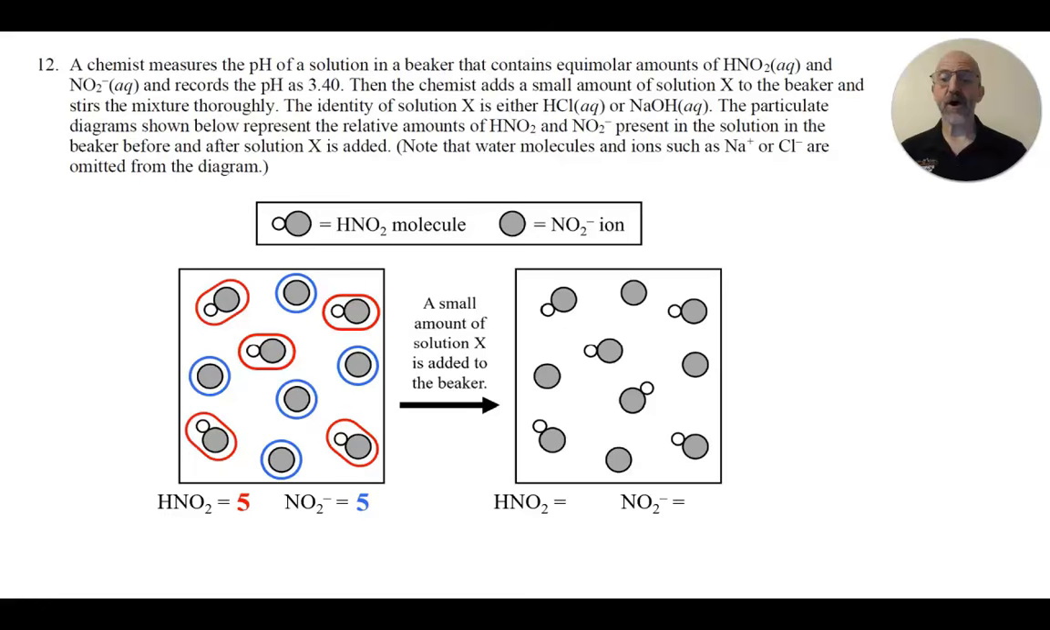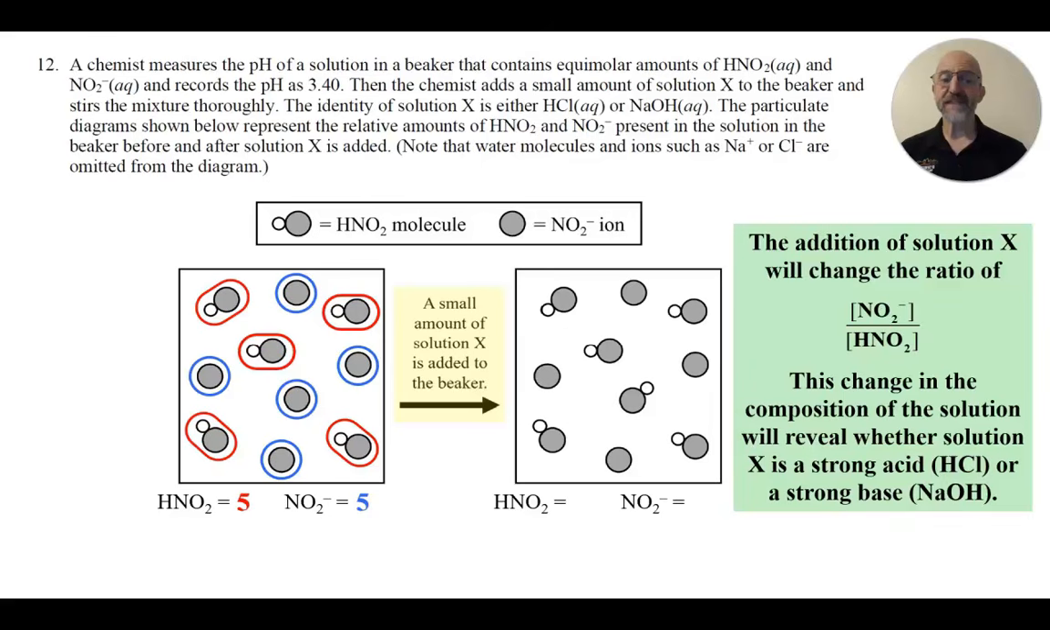Now, here comes a small amount of solution X. This is going to cause a change in the amounts of HNO2 and NO2-. And so based on this change, we will know whether solution X was a strong acid or a strong base. So the addition of solution X will change the ratio of NO2- to HNO2, and this change in the composition of the solution will reveal whether solution X is a strong acid, HCl, or a strong base, NaOH.